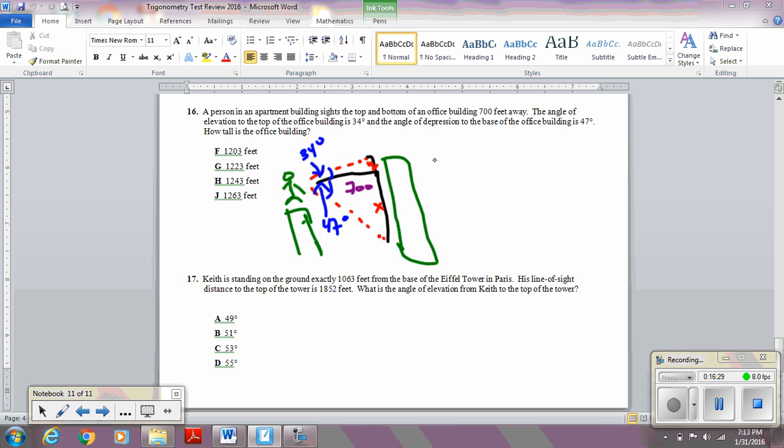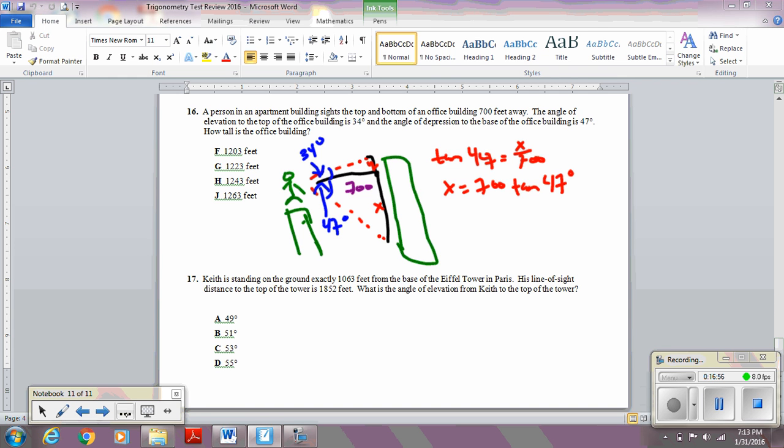So to find X, I'm coming from the 47-degree angle. It's opposite and we have adjacent, so we use tangent. So tangent of 47 is equal to X, which is opposite, over 700. So that means X is equal to 700 times the tangent of 47.